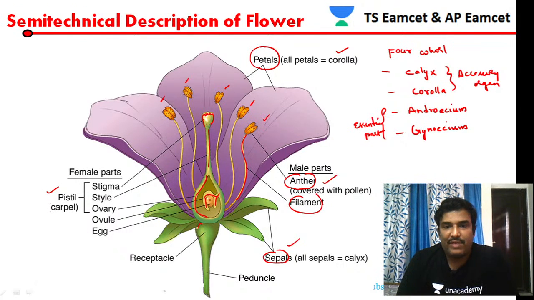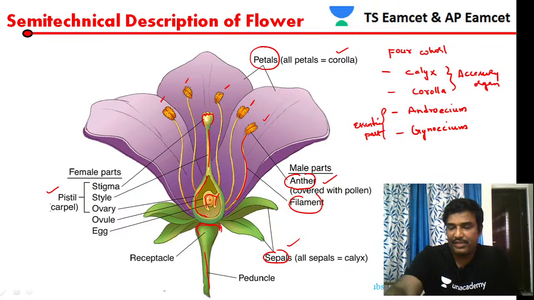All this flower is located on a base, and the base is called the thalamus. Below that you have a stalk-like structure that is called the pedicel. So that is about these different parts of the flower.